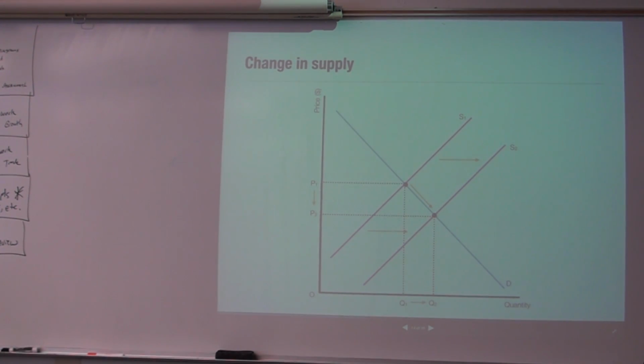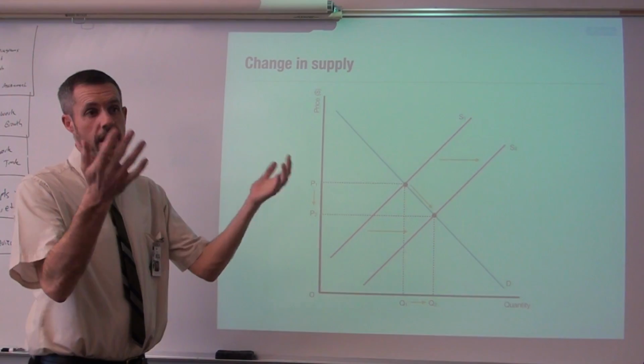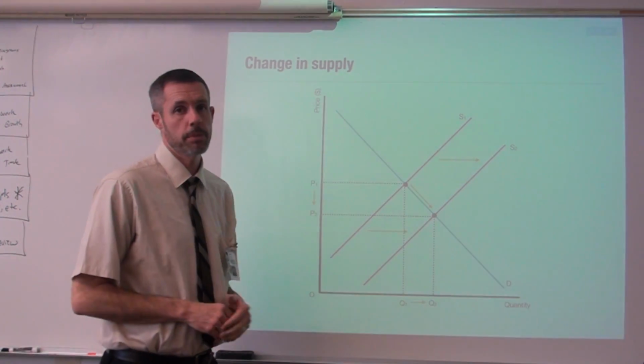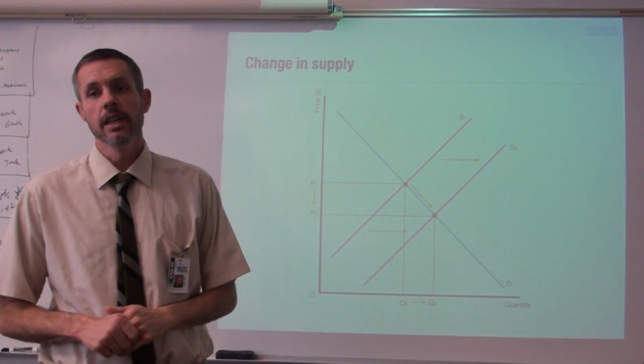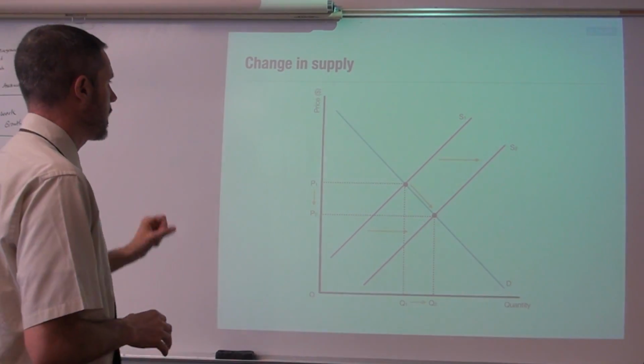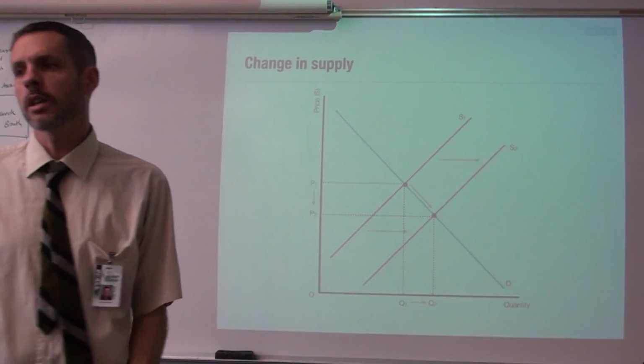And same with supply. If anything besides price changes that would impact supply, the whole curve shifts. Wages go up. That's going to impact supply. Price of oil goes up. For most goods, that's going to impact supply. Something changes for supply besides price, the whole curve is going to shift, and it will cause a movement along the demand curve.